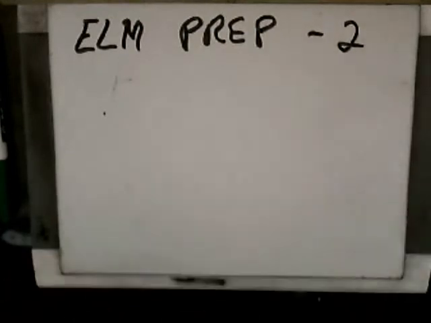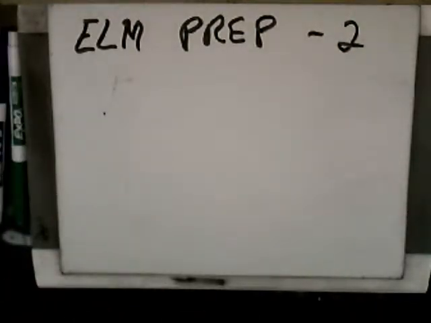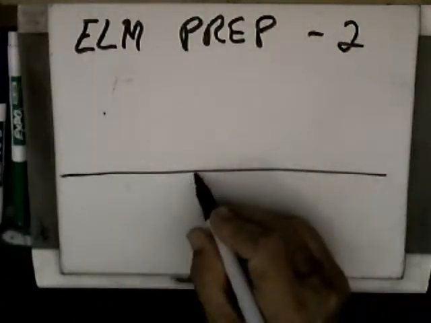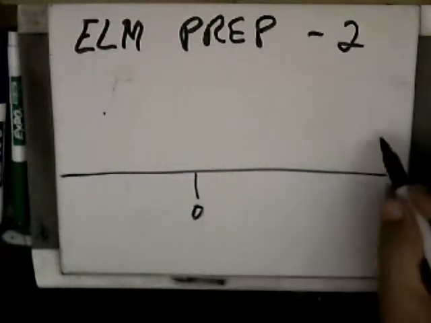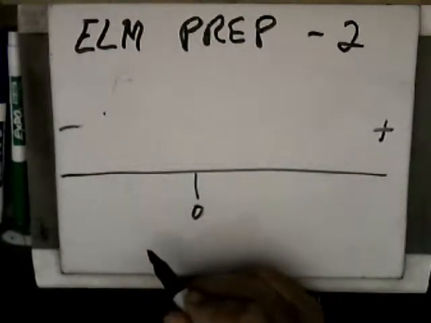We're going to talk a little bit about the number line in this episode. The number line is just a line in which we designate some values positive and some values negative.